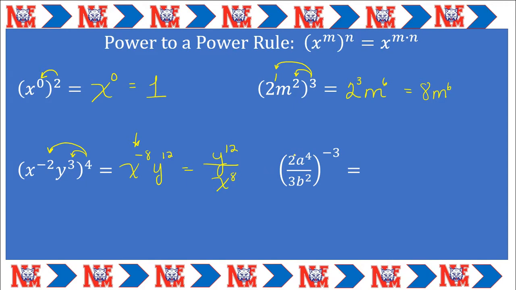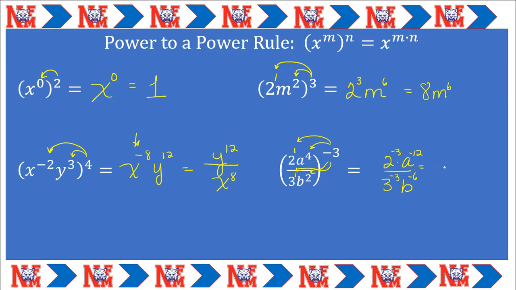In this last example, we have 1, 2, 3, 4 factors. So we have 1, 2, 3, 4 exponents. So we're going to multiply the negative 3 times every exponent, including in the denominator. So we have 2 to the negative third times a to the negative 12 over 3 to the negative third times b to the negative 6. So all we did is multiplied each exponent by this negative 3.